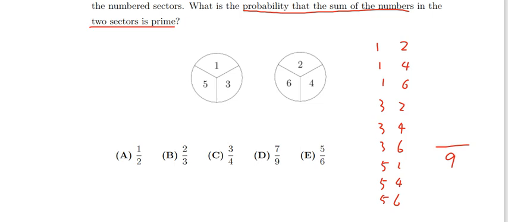Among them, how many satisfy the condition that the sum is prime? So we just check it here. This one okay, this okay, this okay, right? This okay, this okay, 7. This is not okay. This is okay, not okay, okay, right? So how many ways? 7, right?